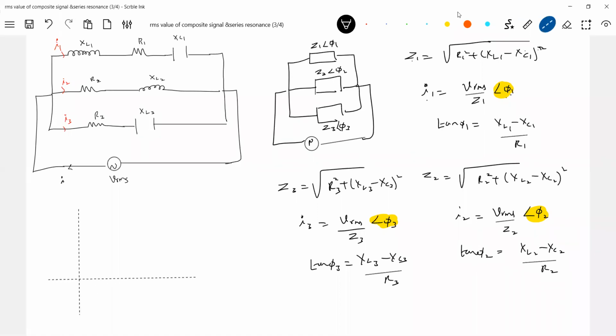That one can be negative. Some correction is there. The second one is not having capacitive reactance, no? Yeah, it should be like this. It is not having inductive reactance, only capacitive reactance is there. XC3 whole square.